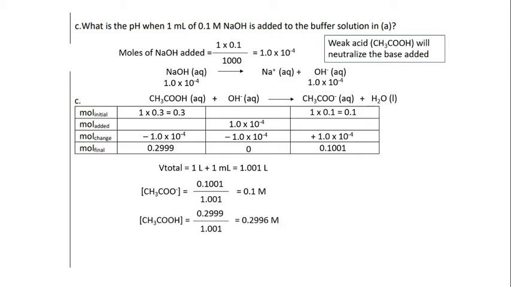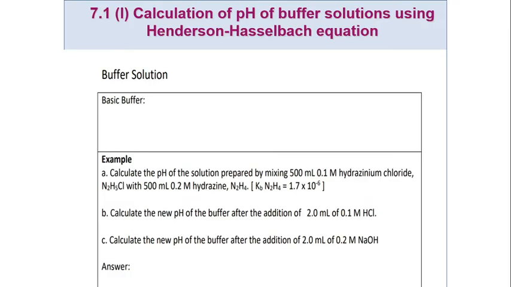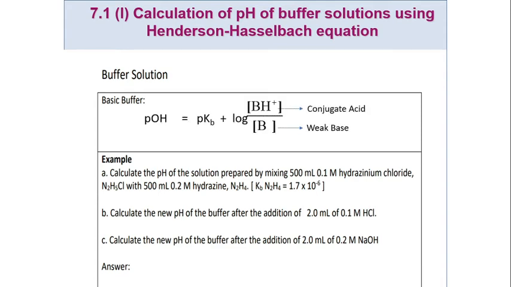And concentration for CH3COOH, we will get 0.2996 molar. The pH will be 4.27. Let's see an example for basic buffer solution. Write the formula first. pOH equal to pKb plus log concentration BH plus over concentration B, whereas BH plus is the conjugate acid and B is the weak base.